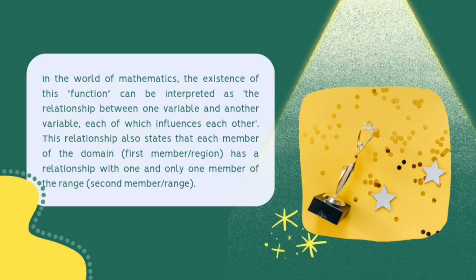In the world of mathematics, a function can be interpreted as a relation between one variable and another. This relationship also states that each member of the domain, the first set, has a relationship with one and only one member of the range, the second set.